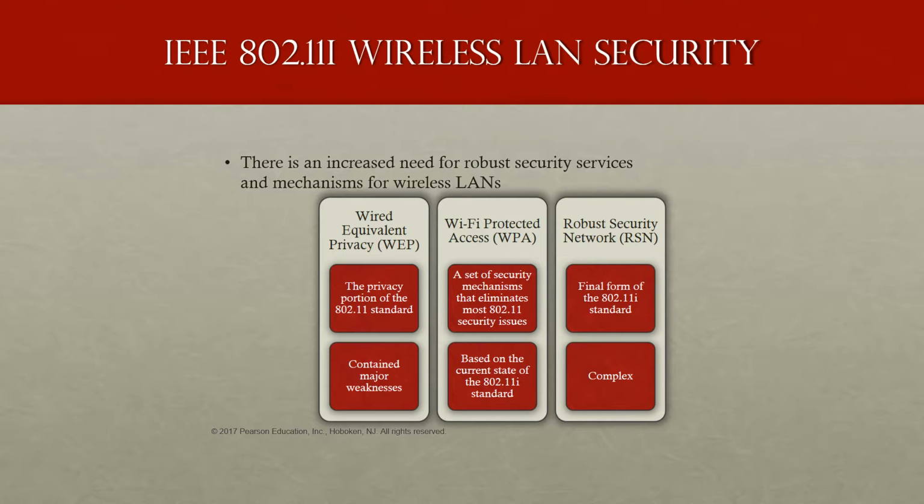In order to accelerate the introduction of strong security into WLANs, the Wi-Fi Alliance, an industry group promoting Wi-Fi standards, created WPA. It's a set of security mechanisms that eliminates most 802.11 security issues and was based on the current state of the 802.11i standard. The final form of the standard is referred to as Robust Security Network, RSN. The Wi-Fi Alliance certifies vendors in compliance with the full 802.11i specification under the WPA2 program.